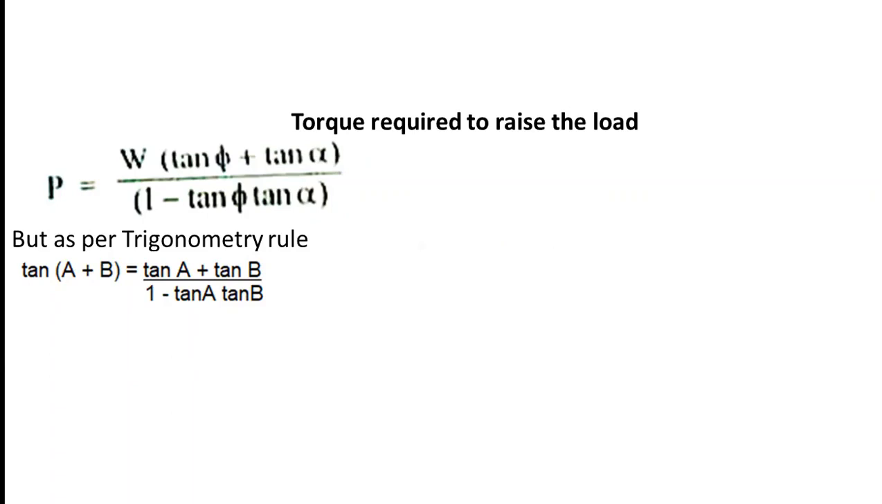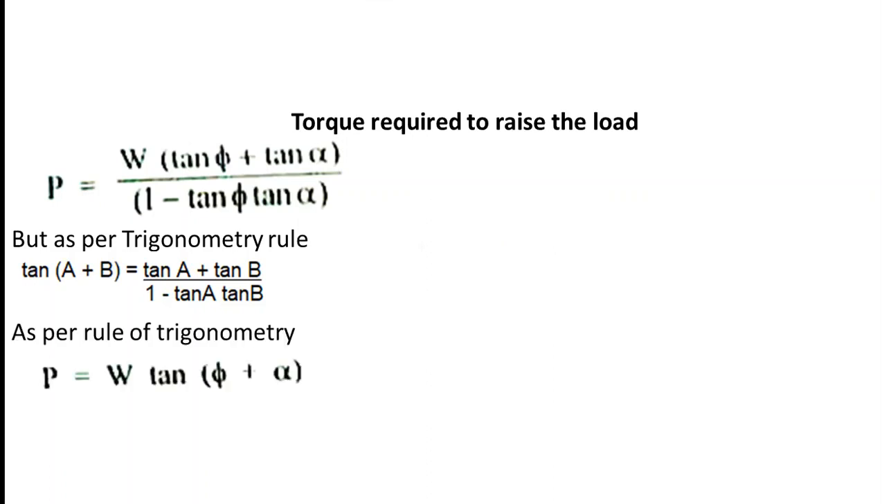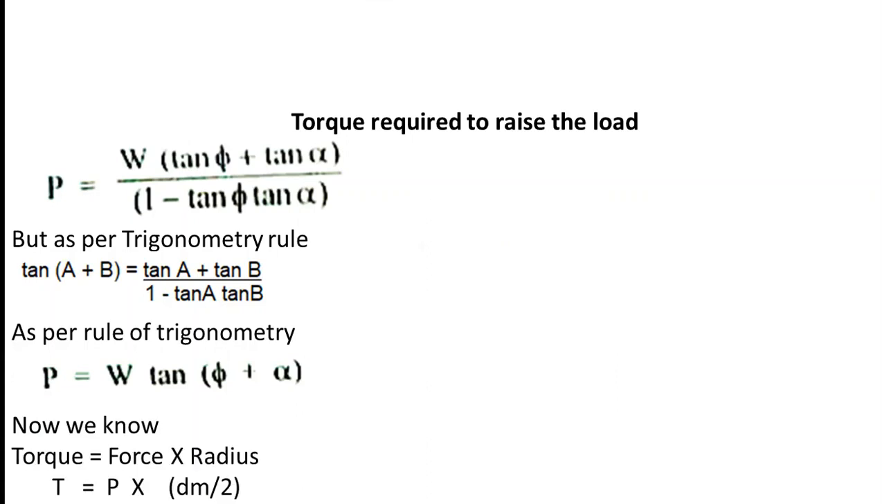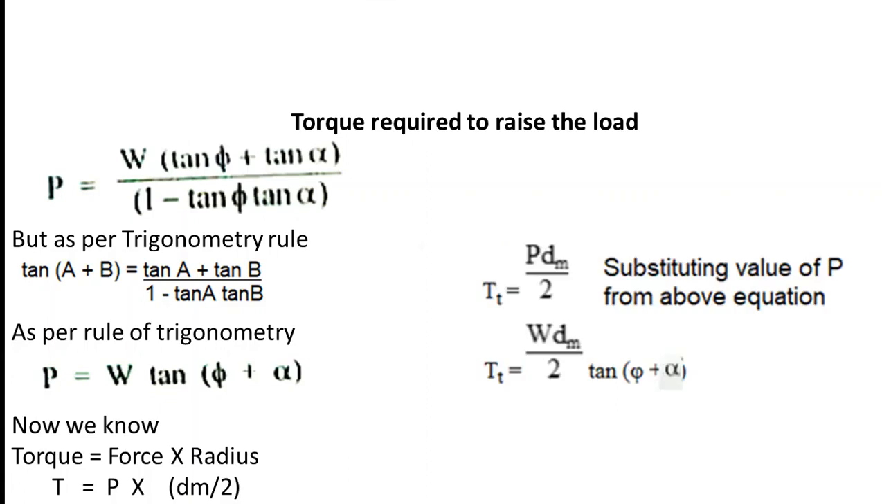But this reminds me of the trigonometry rule, which is tan (A plus B) is equal to tan A plus tan B upon 1 minus tan A tan B. So I'm going to put down the values in that form. So P is equal to W into tan (phi plus alpha). I have put it in the form of tan (A plus B). So P is equal to W tan (phi plus alpha). Now torque is force into radius. So T is P into dm by 2.